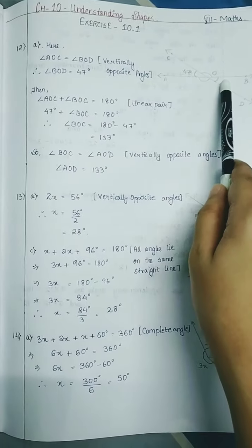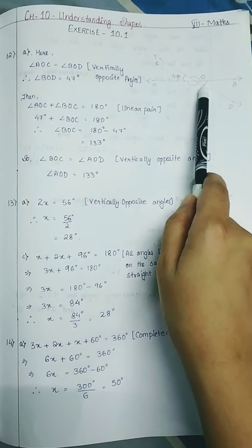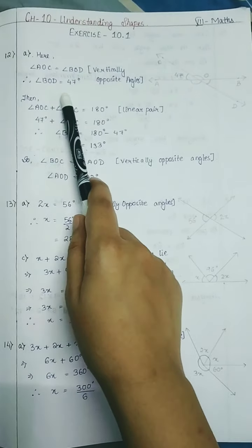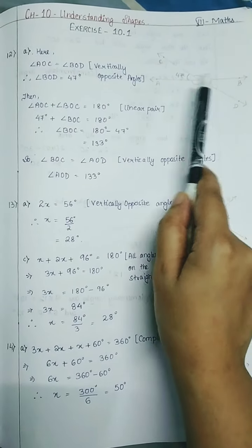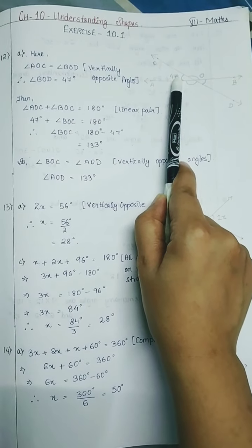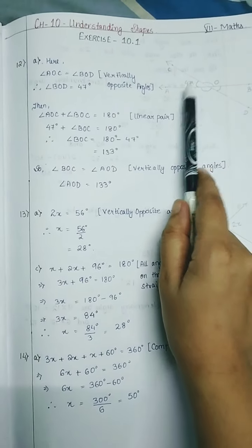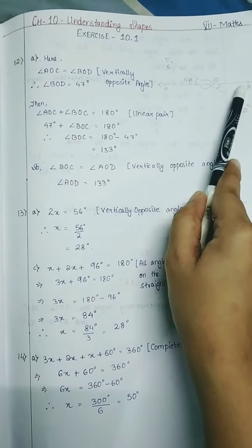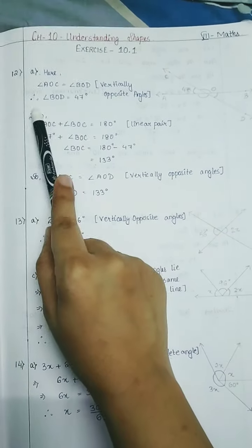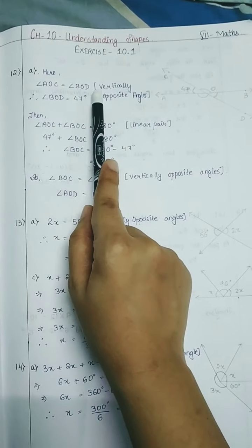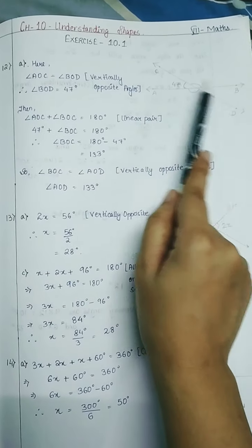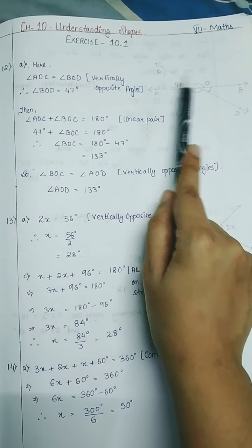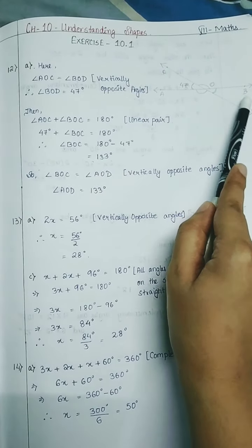Here you have a figure given and you have to find out the values of angle AOD, angle BOC and angle BOD. Means all the angles, leaving only one angle is given, that is 47 degree. As this angle is given, this angle and this angle both are equal because they are vertically opposite angles. So we can write angle AOC is equals to angle BOD. Therefore angle BOD is also equals to 47 degree.